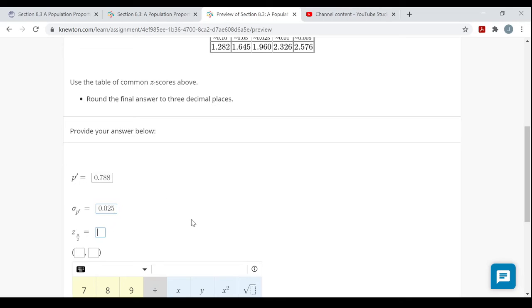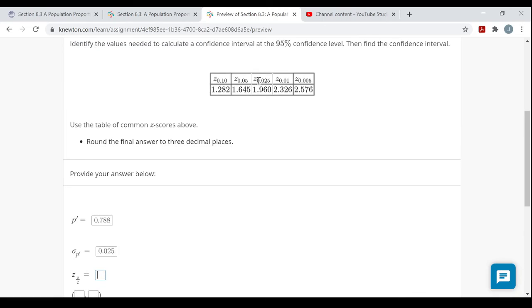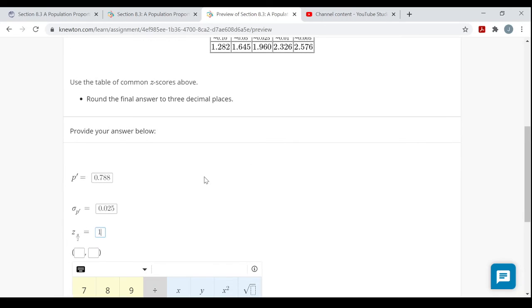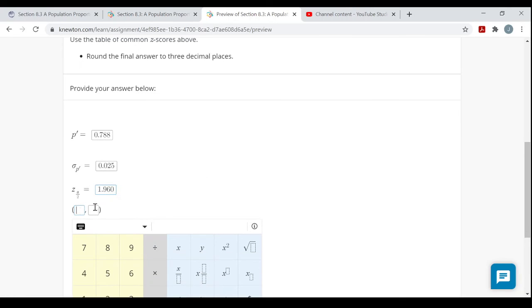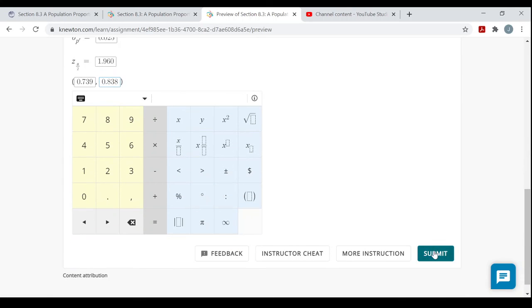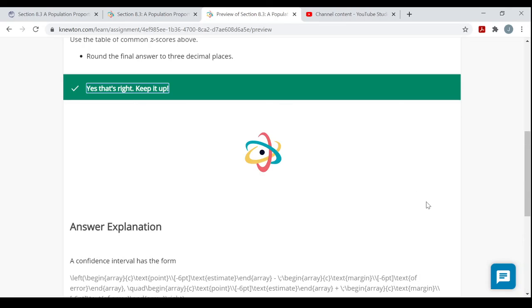Then the z-score used, the z-alpha over 2, that z with the 0.025 subscript, was 1.960. And then finally, the confidence interval. Our low end was 0.739, and our high end was 0.838. Now, I'm hoping I didn't go too accurate, because I think they might want you to use these values, but let's see what happens. Yeah, wonderful.